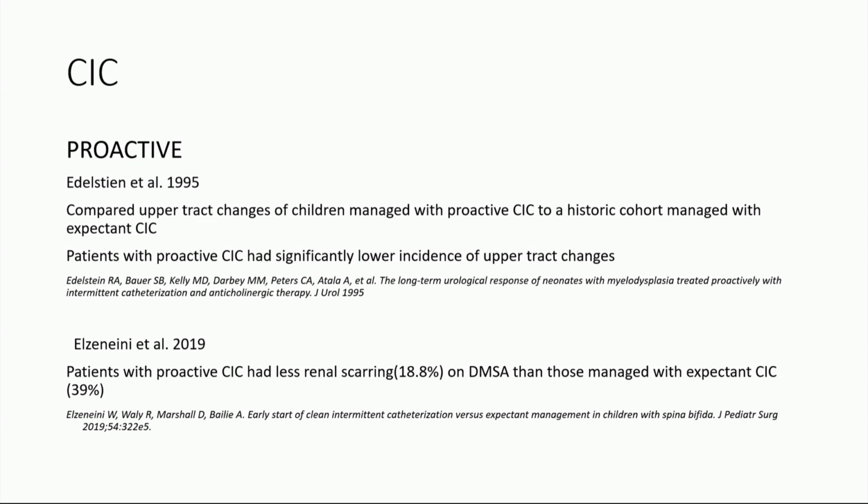The initiation of CIC is another central difference between the two paradigms. To support the proactive management, there's a prospective study by Ellenstein et al. in 1995 that compared the upper tract changes of the children managed with proactive CIC to a historic cohort, which was managed with expectant CIC. And they found that the patients with proactive CIC had a lower incidence of upper tract changes. These findings were reproduced by Elzanini in 2019, who showed that patients with proactive CIC had less renal scarring on DMSA than the ones who were doing it expectantly.